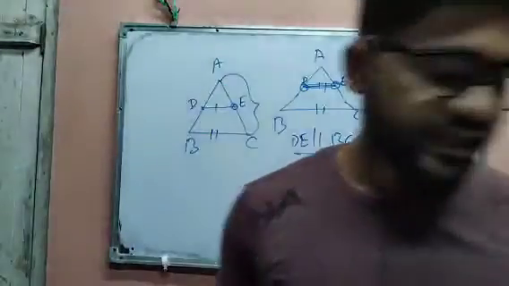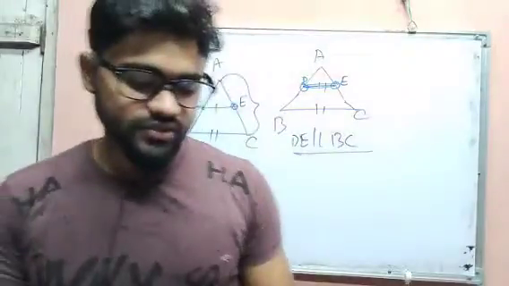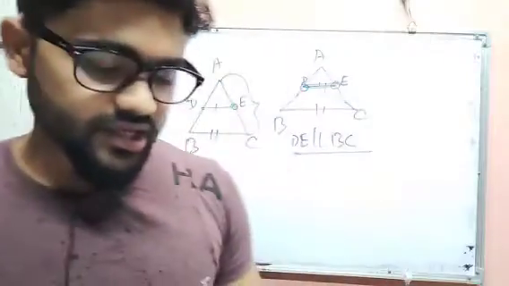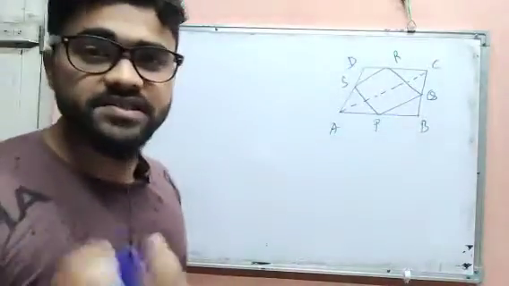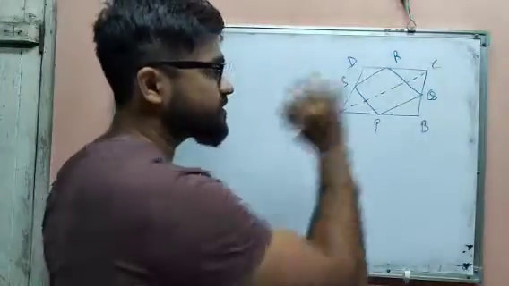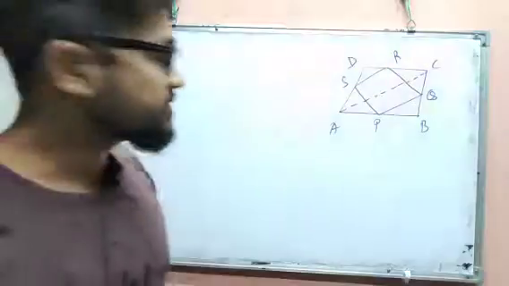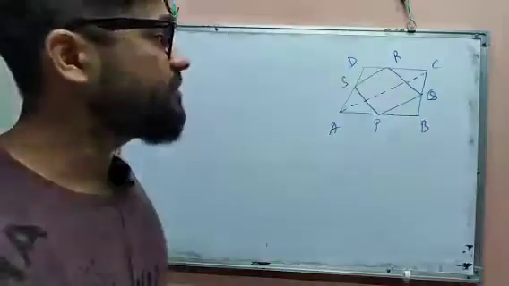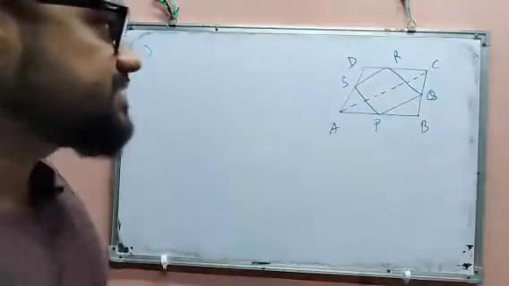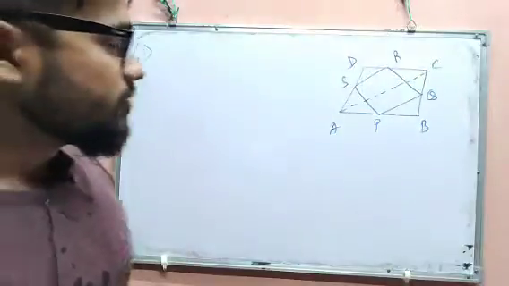Related to that, we have some problems from exercise 8.2. We are going to discuss the first problem. What is given? ABCD is a quadrilateral, and P, Q, R, S are the midpoints of the sides AB, BC, CD and DA respectively. Then we are asked to prove that SR is parallel to AC.